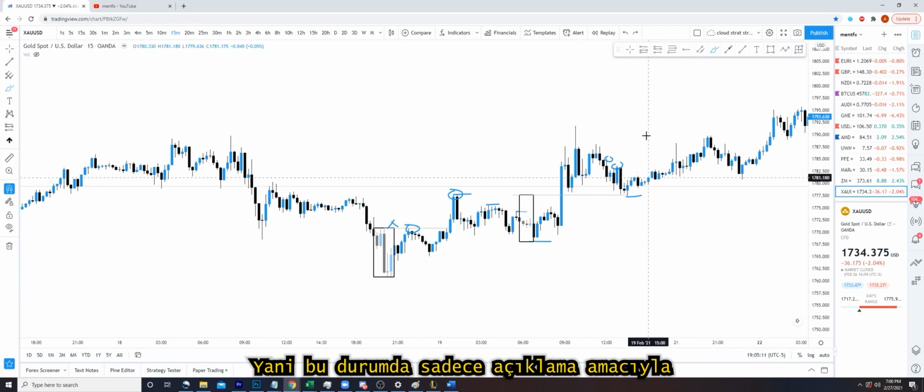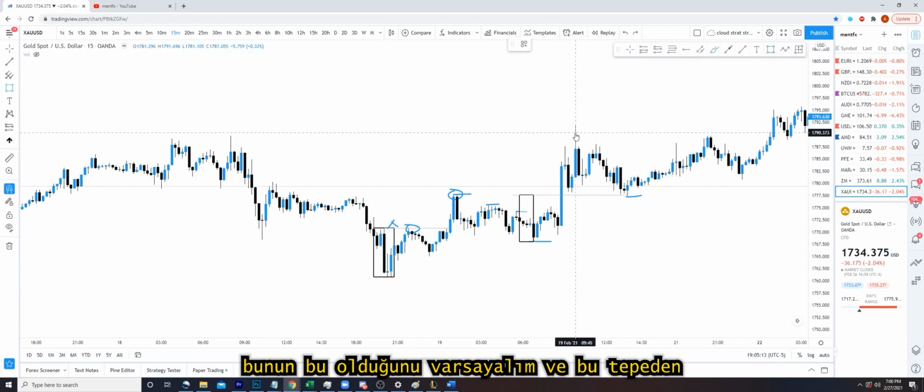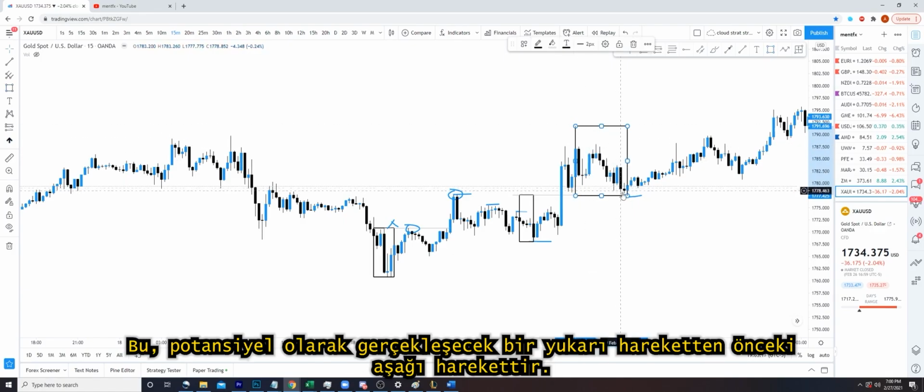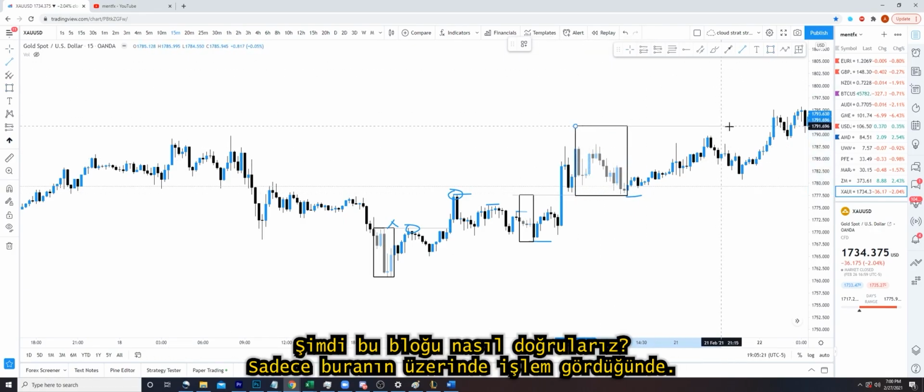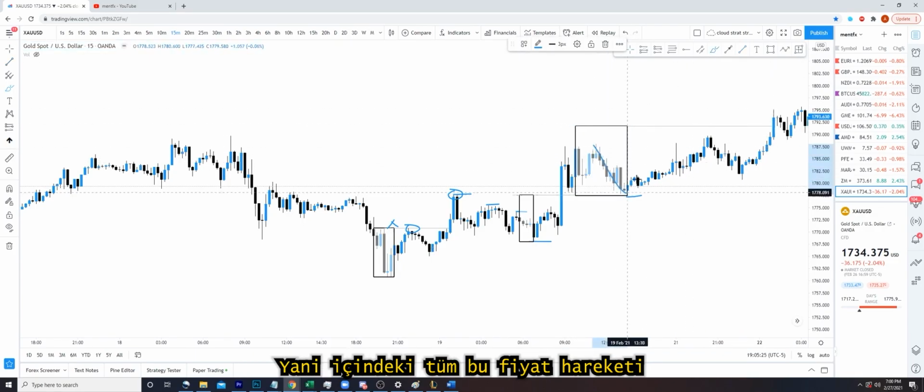So in this case, let's just assume that it was this one for the purpose of explanation and highlight it from this high to the very low. That is the down move before an up move is potentially going to happen. Now, how do we validate this block? Only when it trades where? Above here. So all of this price action inside it is not the mitigation that you're looking for.